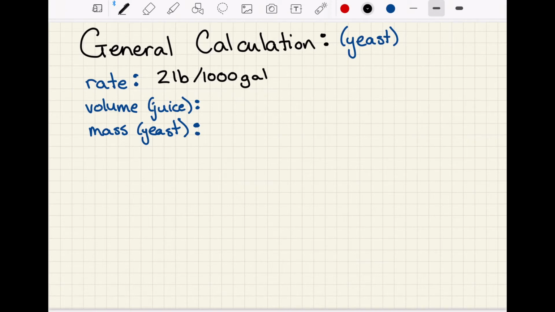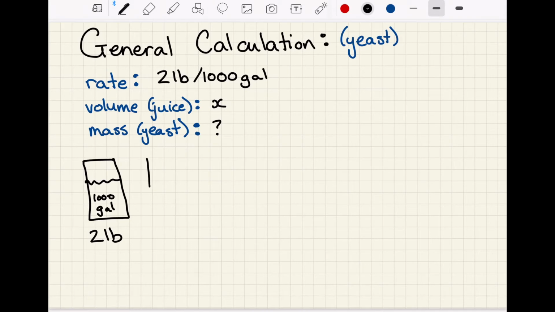Okay, the volume of juice in this example is, we don't know, so we're just going to call it X. And the mass of the yeast is what we're going to calculate. Now, conceptually, the way I'd like you to think about this is if we have a tank, and we had 1,000 gallons in this tank, we would use 2 pounds of yeast. That's what the inoculation rate is telling us.